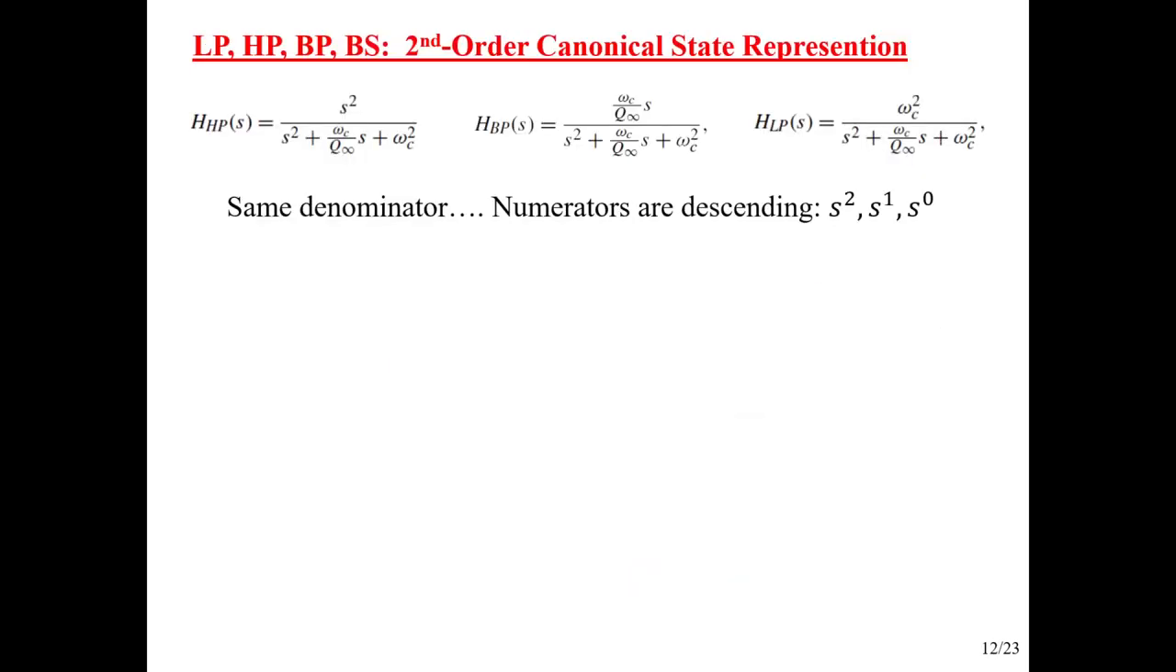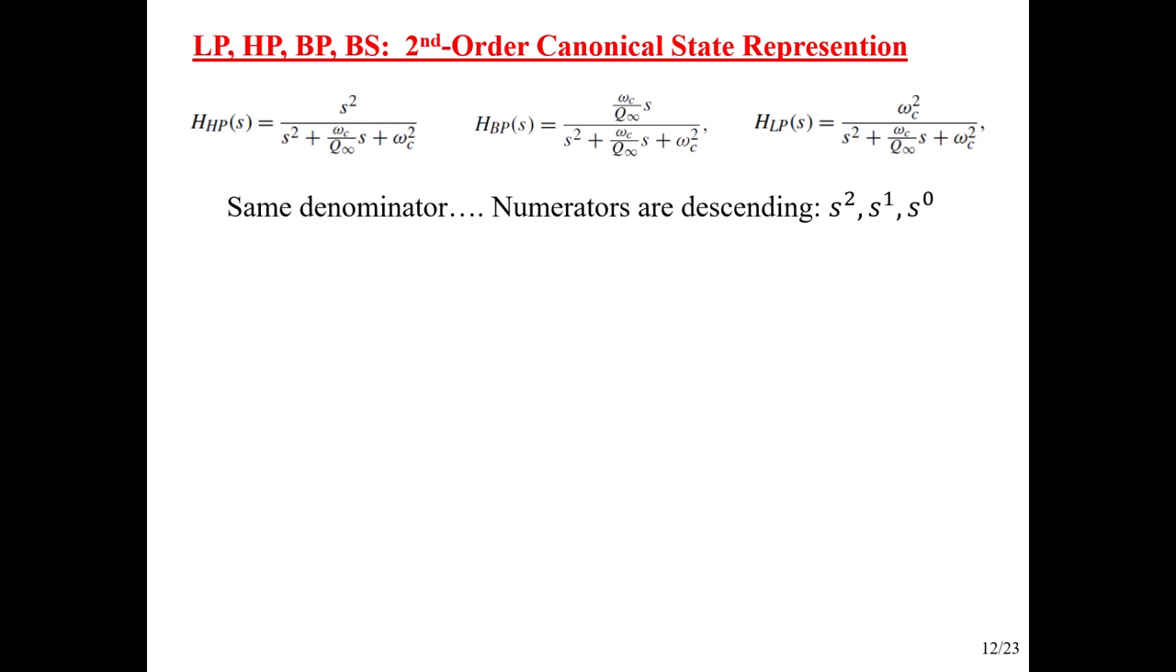Okay, so how do we get the filters that we want? Remember, we want second order filters, and I'm showing the high pass, the band pass, and the low pass. I'm not showing the band stop. We'll throw that in later, but these are the three most characteristic filters. And I've put them in a particular order.